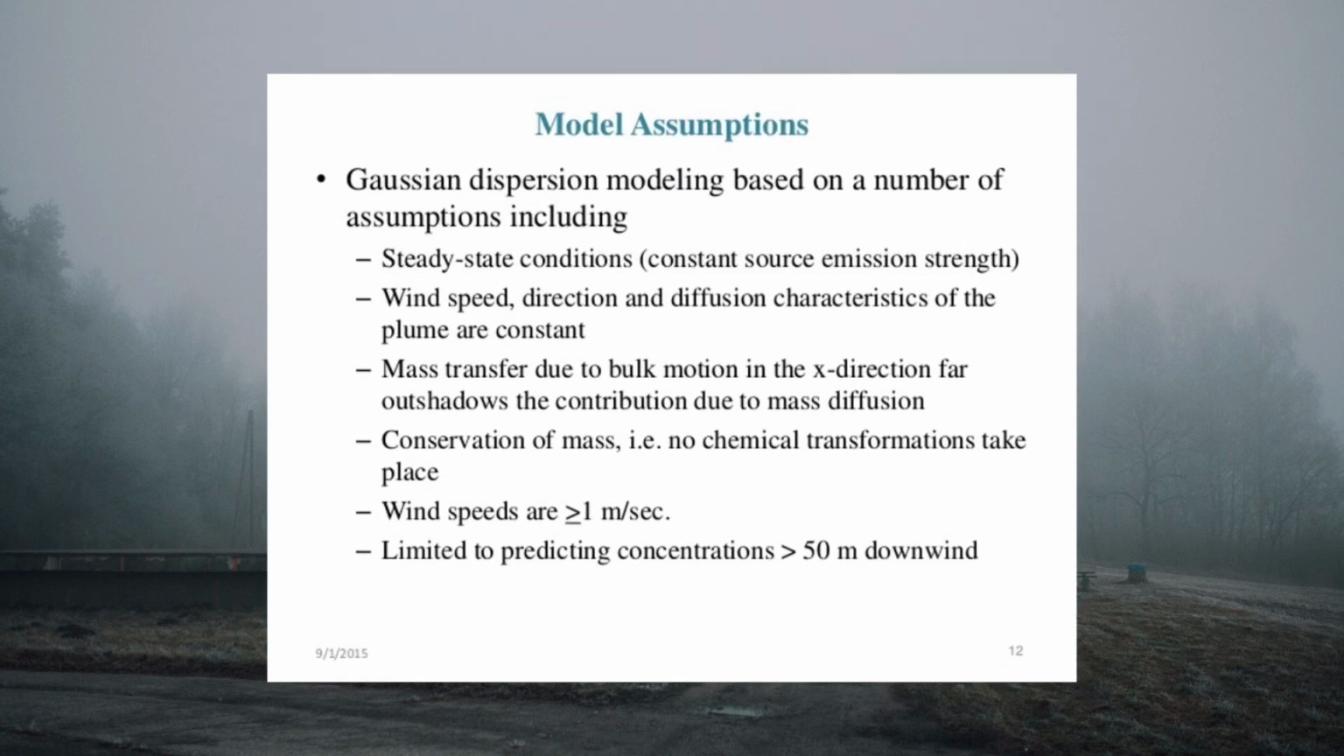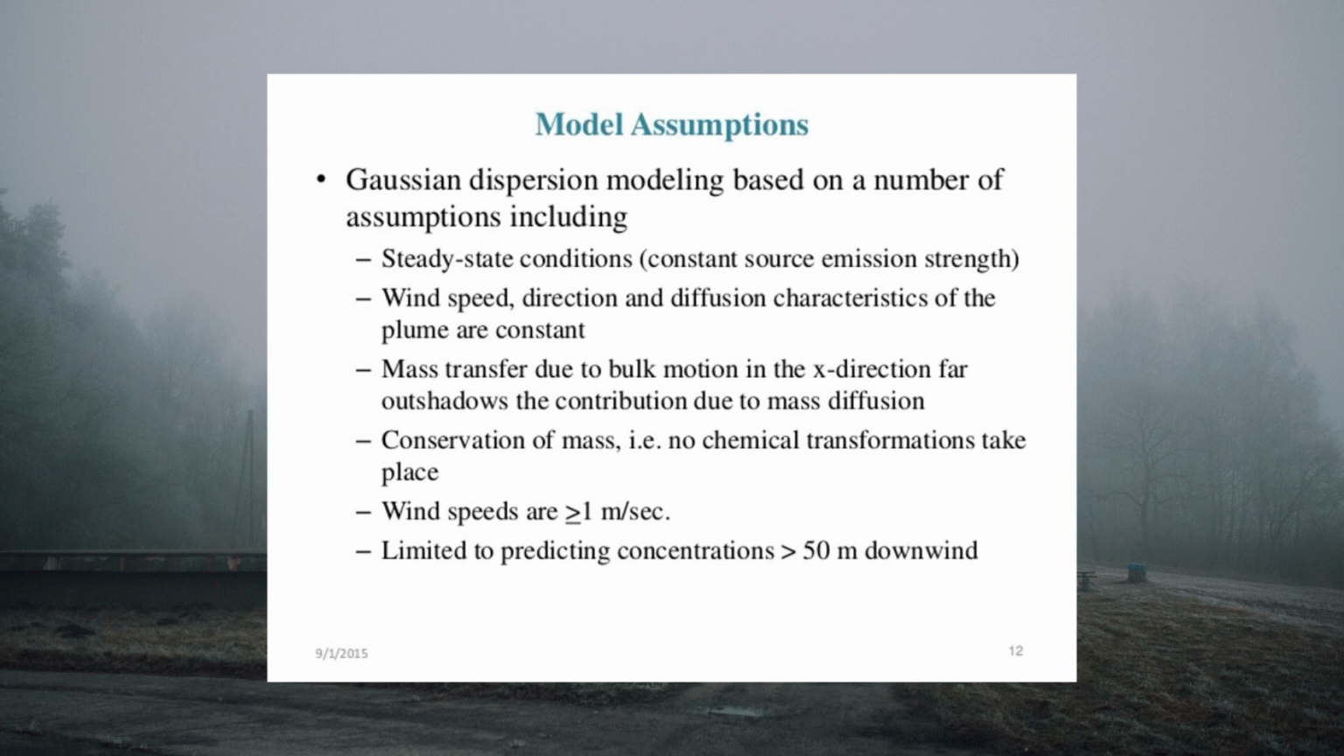But the Gaussian plume model assumes steady state conditions, like the constant source emission strength. There is no change in the gram per second of the pollutants while it is being emitted into the atmosphere. The model considers it as a constant. So if there is any change in the strength of the emission, the model cannot predict it. So the wind speed, direction, and diffusion characteristics are considered as constant.